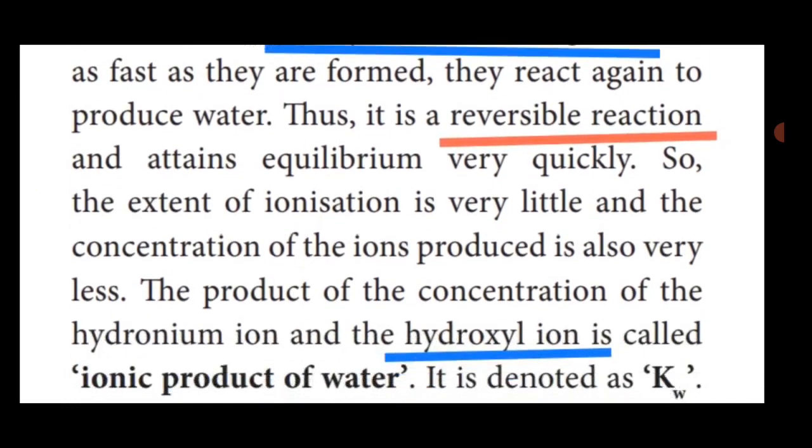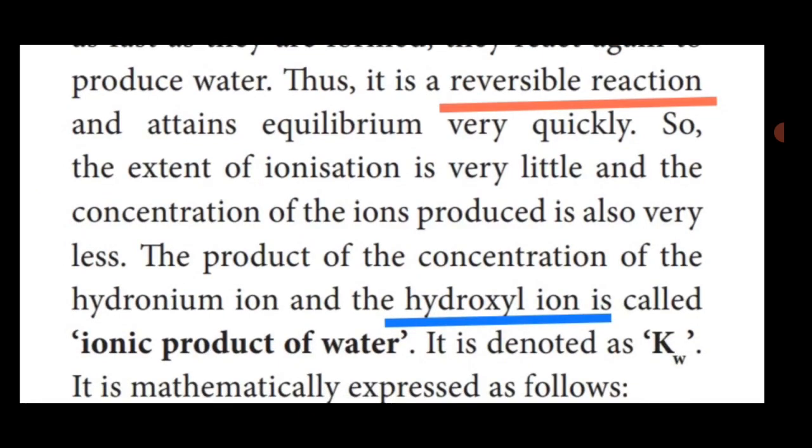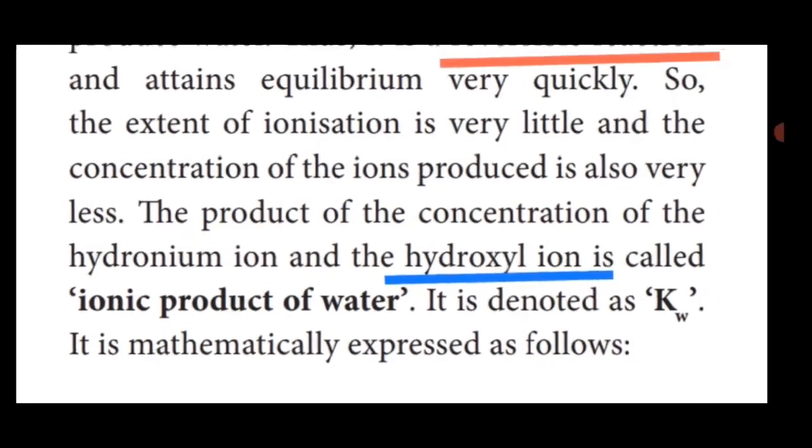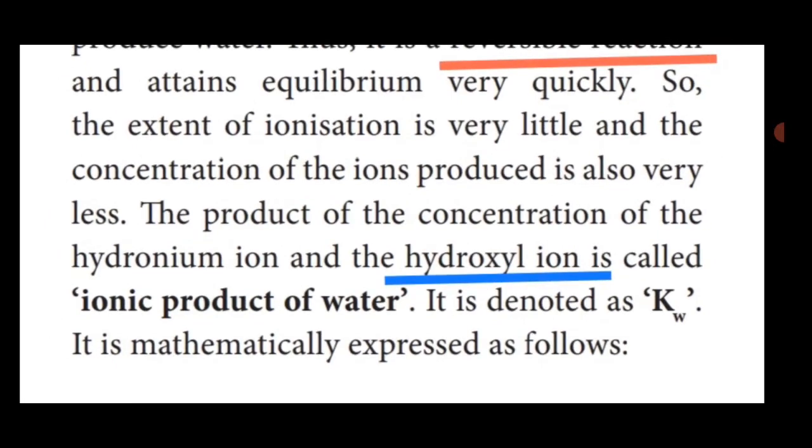The extent of ionization is very little, and the concentration of the ions produced is also very low. The product of the concentration of hydronium ion and hydroxyl ion is called the ionic product of water. It is denoted as Kw.